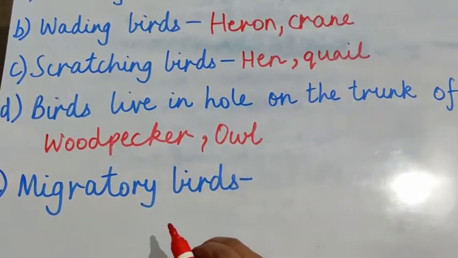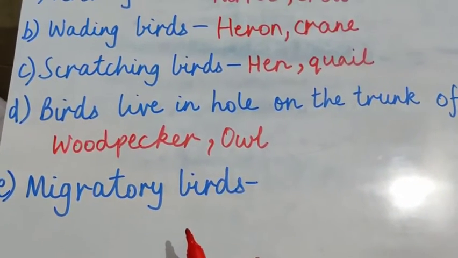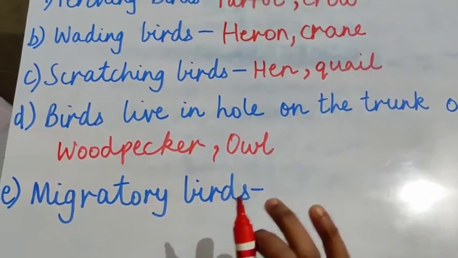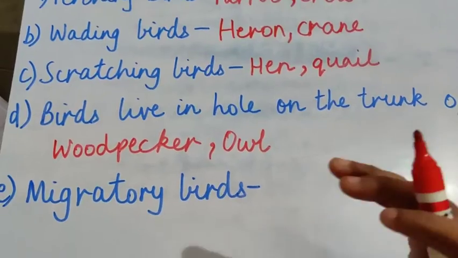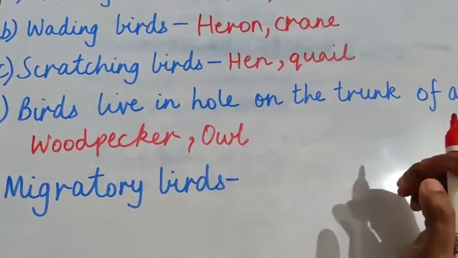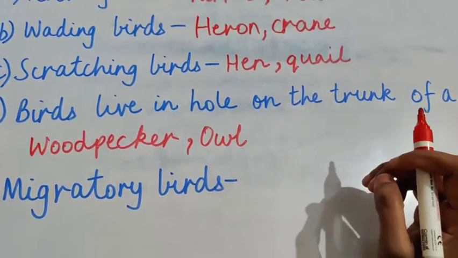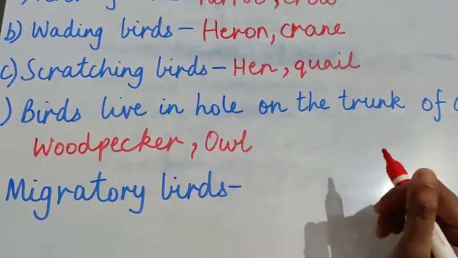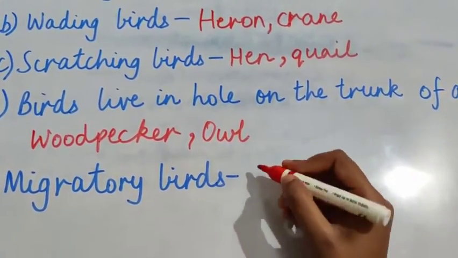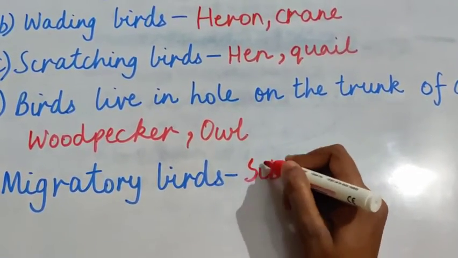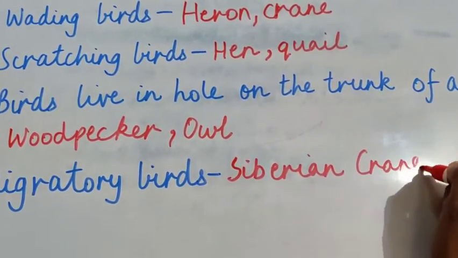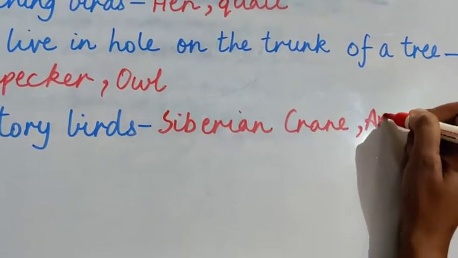Now we have to write down the names of two migratory birds. So we all know what migration is. Migration is when a bird moves from a colder region to a warmer region for some time of the year, to protect themselves from the cold harsh weather of that particular place. So that is why they are known as migratory birds. Examples are the Siberian crane and the Arctic tern.